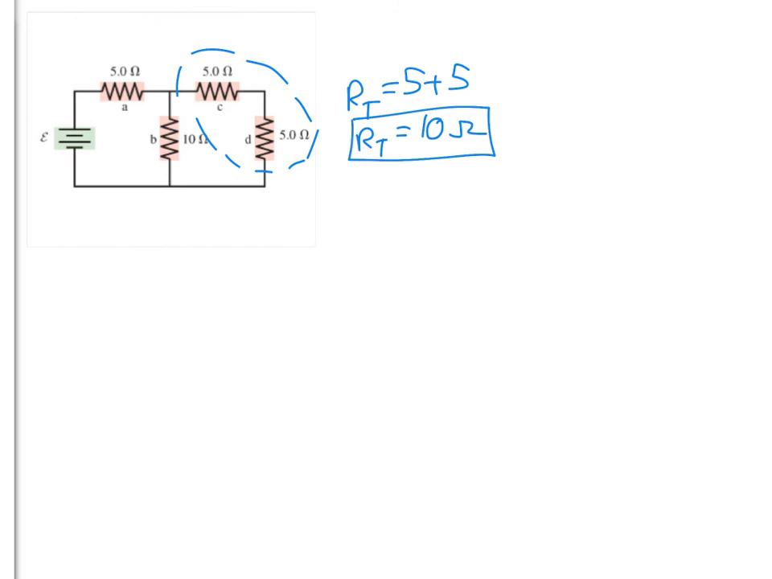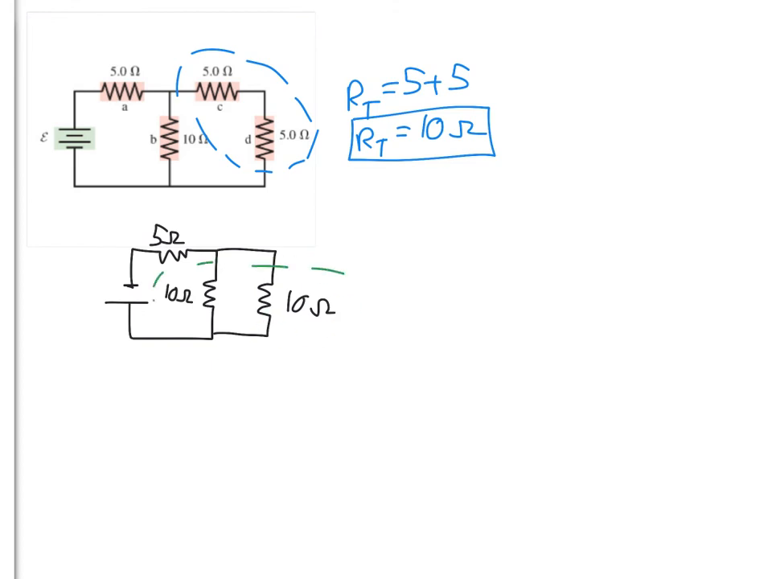10 ohms. Now I'm going to go ahead and redraw my circuit and replace those two resistors, C and D, with a single 10 ohm resistor. So we've replaced that one resistor with a single 10 ohm resistor. We can now look for the next simple combination, and that would be those two 10 ohms in parallel. So I'm going to add them up.